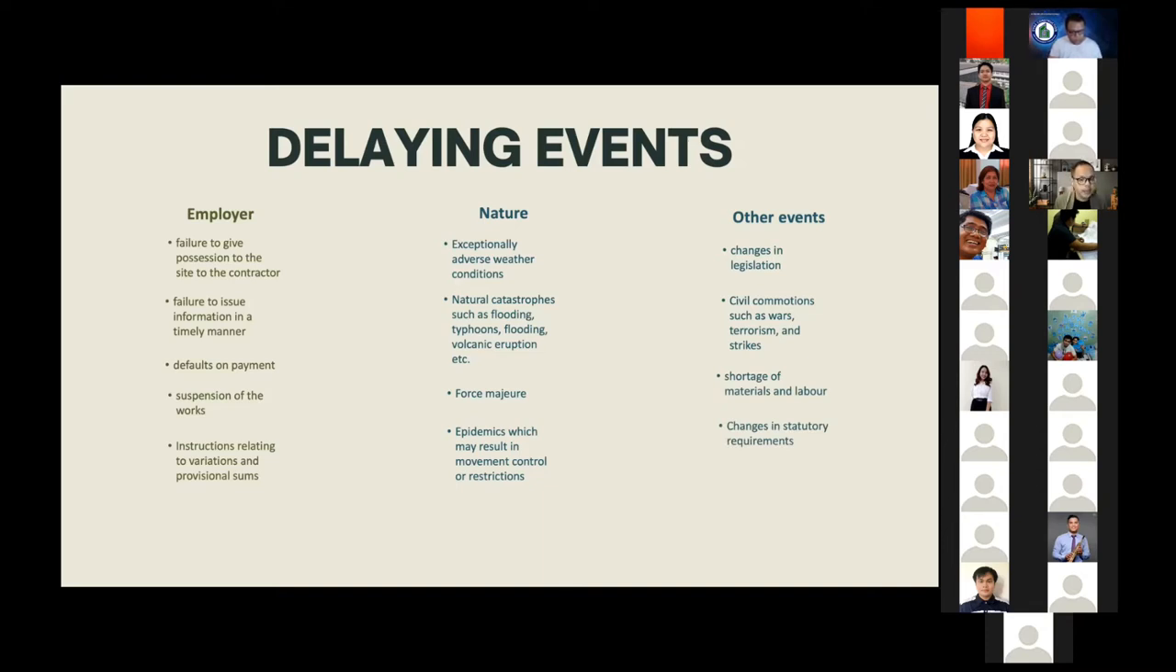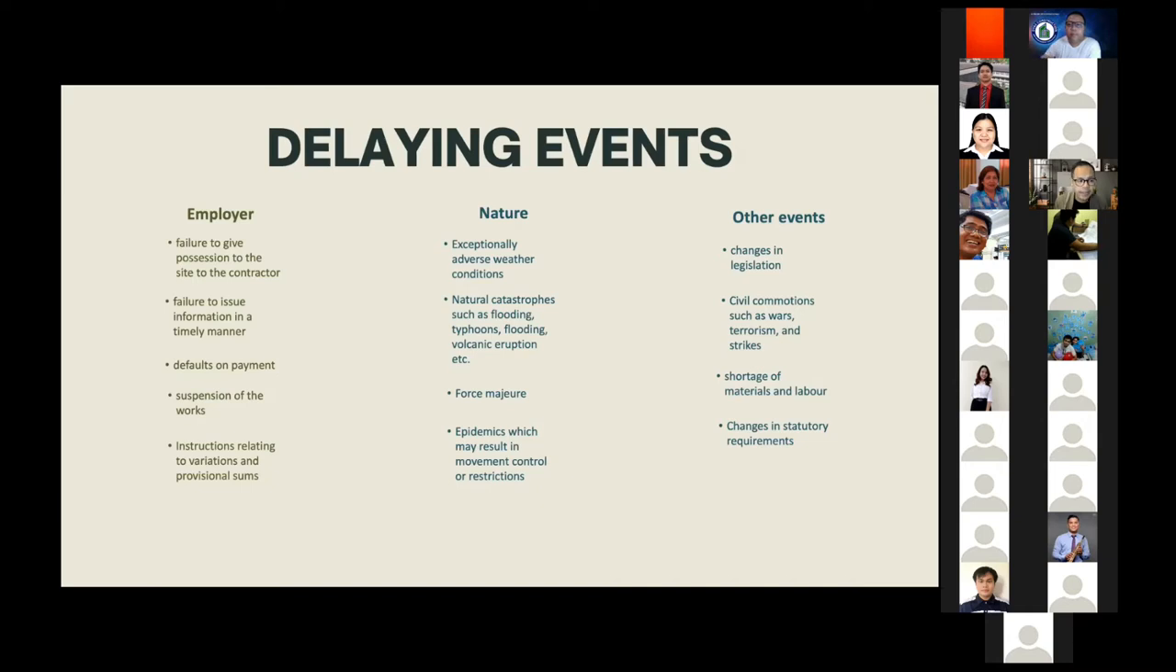As you can see, the current pandemic being a delaying event is not necessarily provided for under the contract. However, the circumstances or the events resulting out of the pandemic may qualify the contractor for an extension of time. So I'm expecting questions about this later in the question and answer.